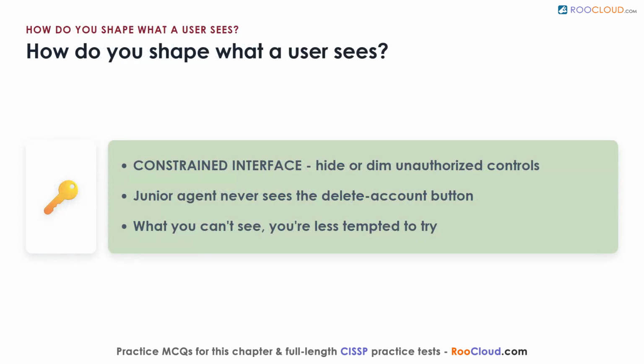How do you shape what a user even sees? With a constrained interface. Rather than let everyone view every function, the application hides or dims the controls a person is not allowed to use. A junior support agent opens the console and simply never sees the delete account button that a supervisor sees. What you cannot see, you are far less tempted to try. The interface itself becomes a quiet guardrail.